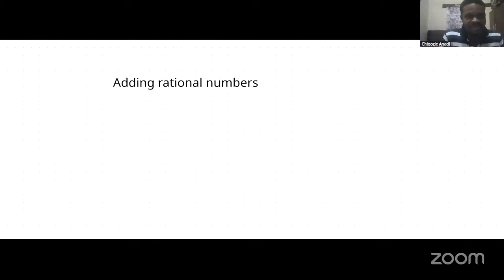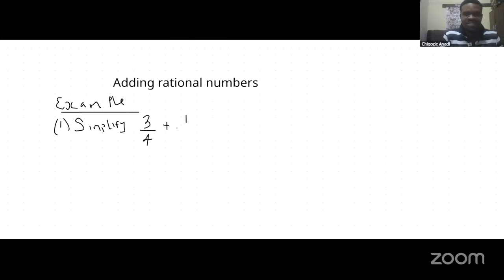So for example, it says here, simplify 3/4 plus 1/6. Remember, we said that rational numbers can be written as fractions. So this is a fraction. So can you simplify this when it comes to adding fractions? Can you do this for me?